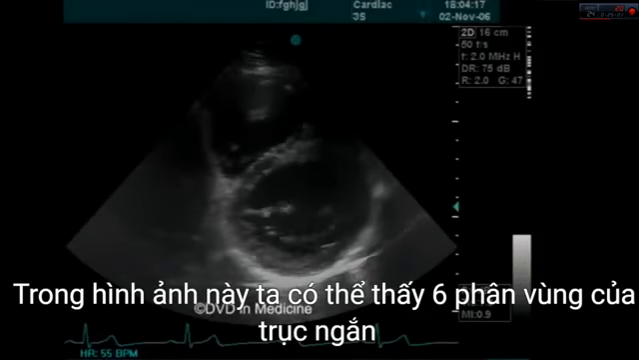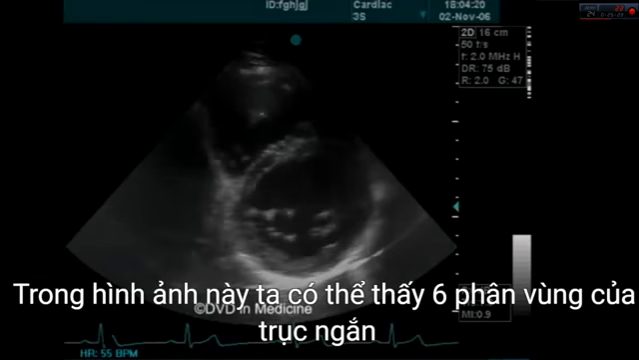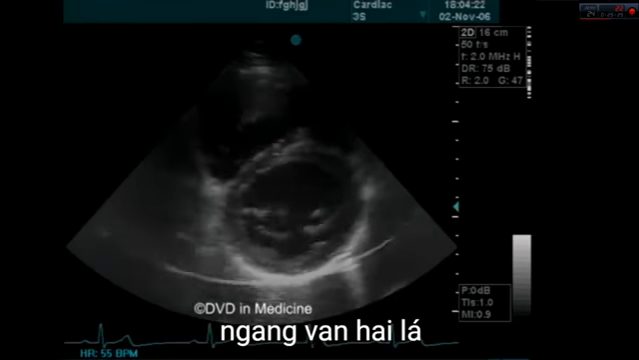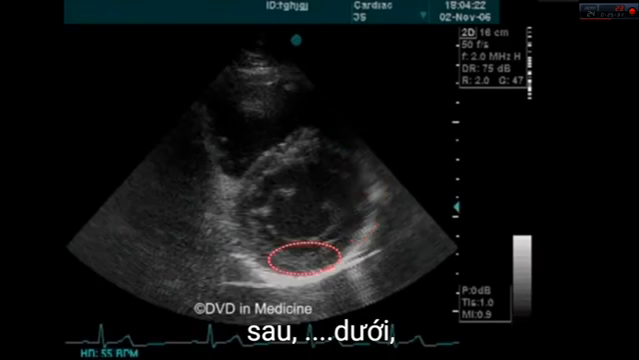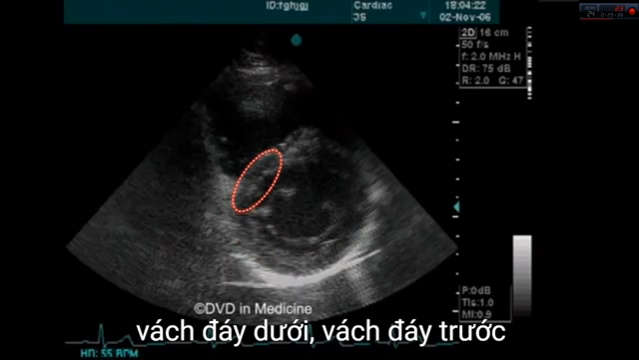In this image, one can see 6 segments of the short axis at the mitral valve level: anterior, lateral, posterior, inferior, inferior basal septal, anterior basal septal.